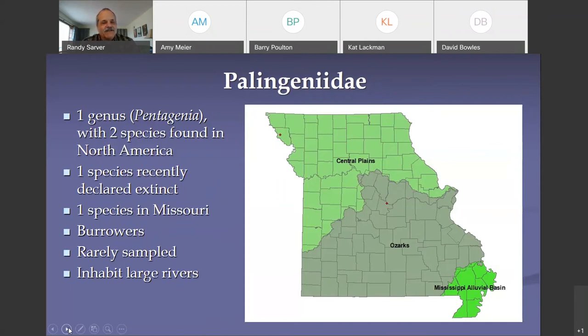So there's one genus, Pentagenia, with two species found in North America. And one of those species has recently been declared extinct. The one species we have is it. But like I mentioned before, in large rivers, I don't think these are rare. They're just rarely sampled. Next.